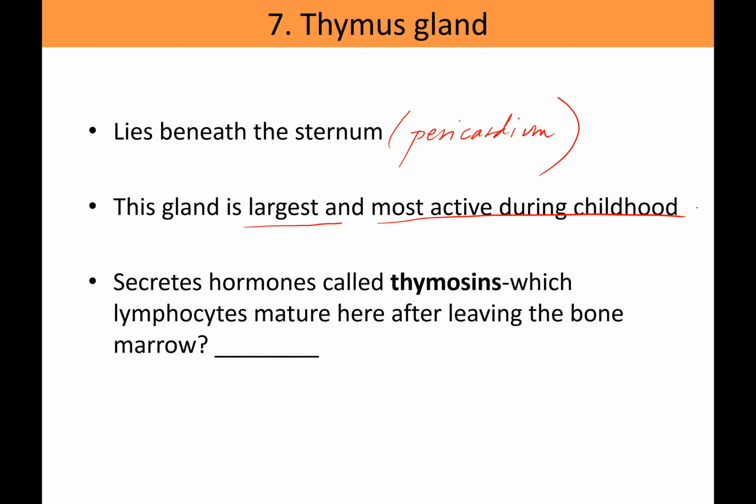And so the hormones here are just kind of a generic class that we call thymosins. And those are specifically going to help in the maturation of lymphocytes. So kind of think about B and T cells. Remember, the B cells stay in the bone marrow, whereas the T lymphocytes, the T cells, are the ones that mature here.